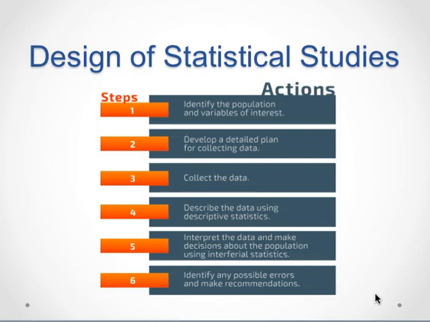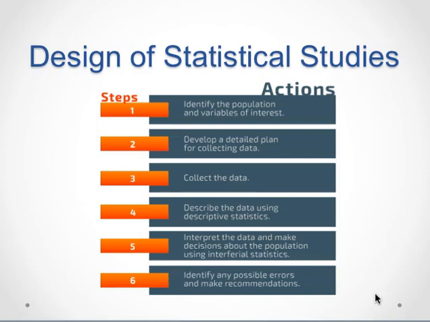Step 3, collect the data. Once approval is given, a researcher will collect their data through observations, interviews, questionnaires, psychological tests, biological recordings, and so on. Step 4, describe data using descriptive statistics. Once the data are gathered, a researcher uses descriptive statistics to provide graphical and numerical summaries of the data.